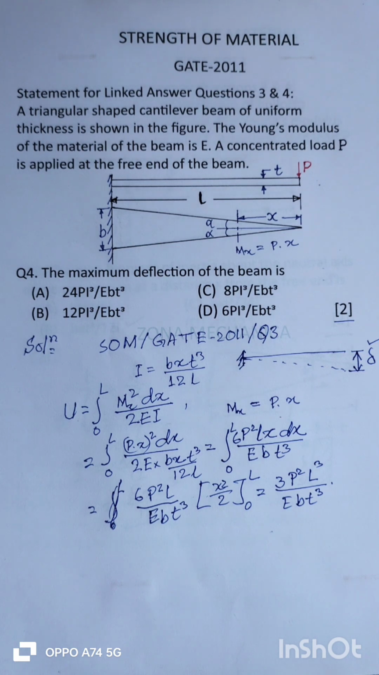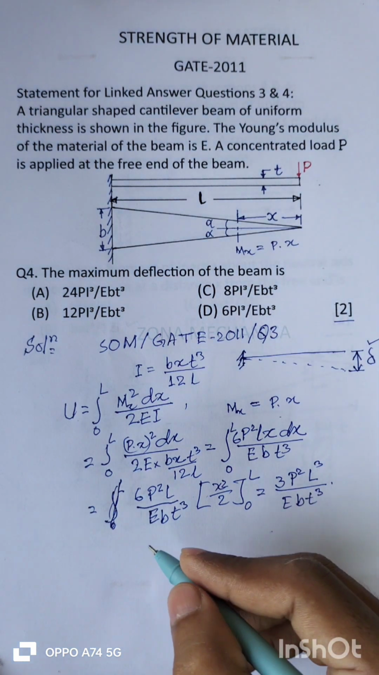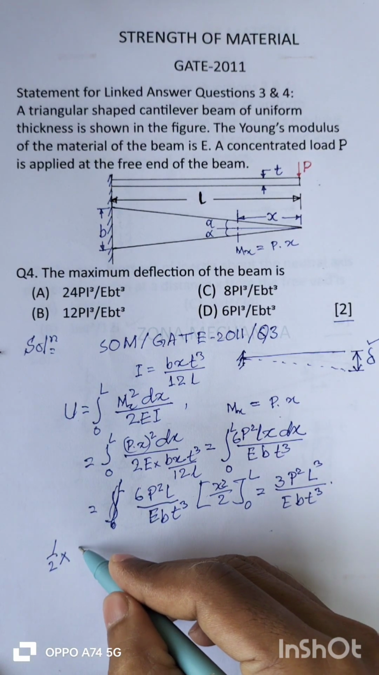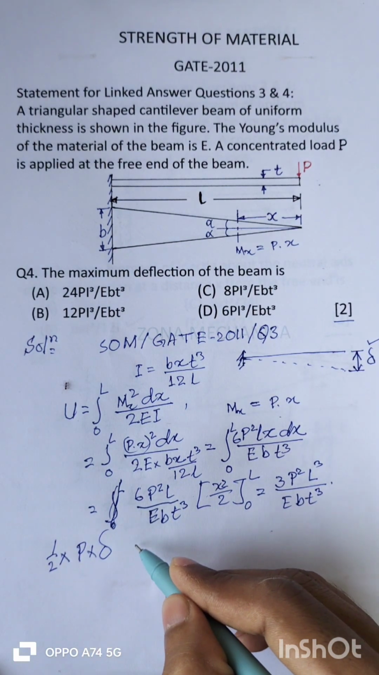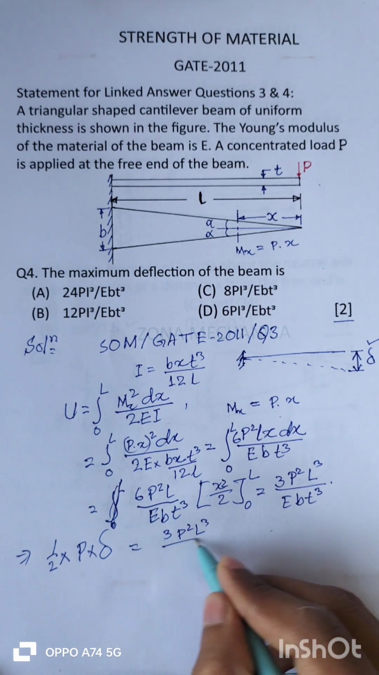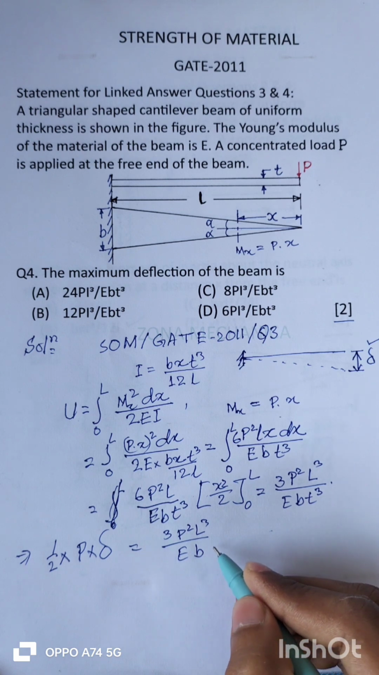So this is the expression for strain energy stored in the beam. Again, we know the strain energy stored in the beam is nothing but the work done on the beam by the load P for the deflection delta, right? That work done is half into load into deflection. This is equal to 3 into P square into L cube by E b t cube.